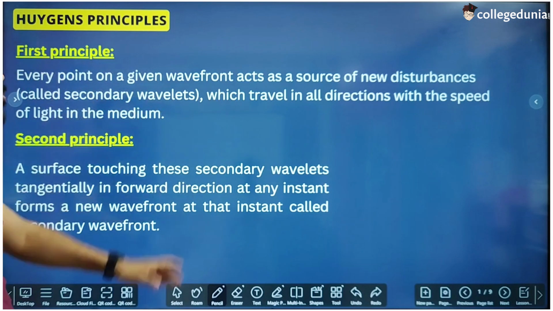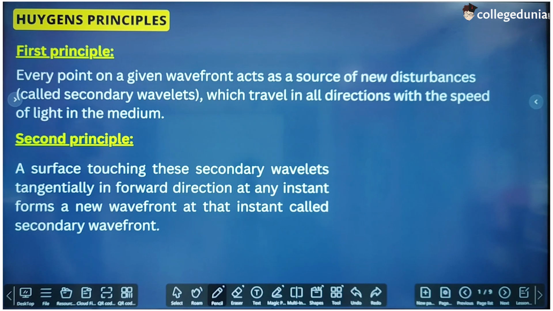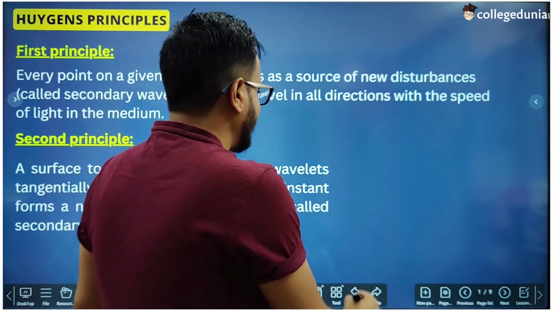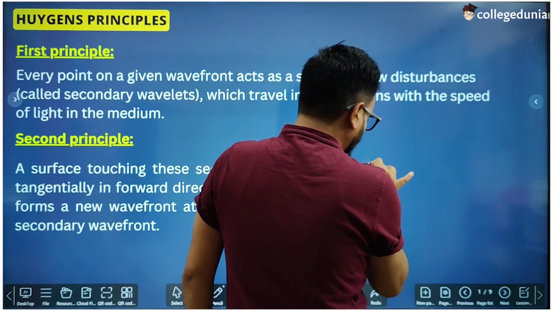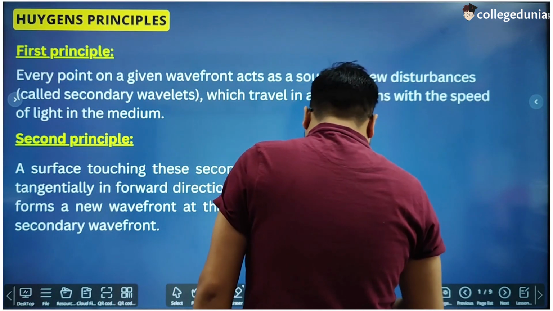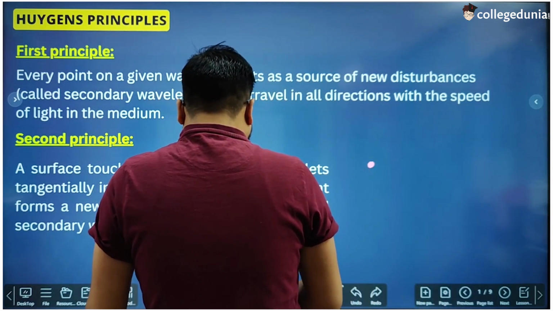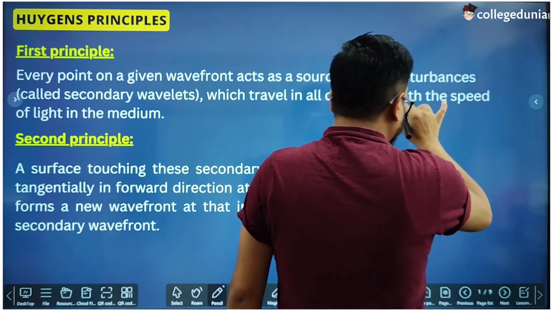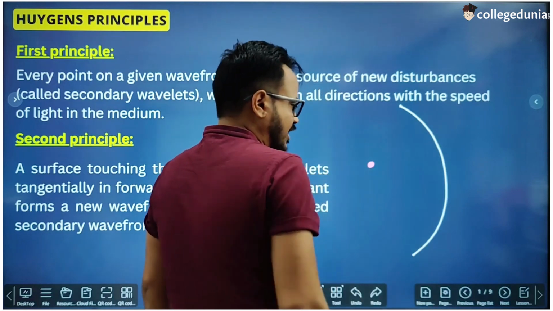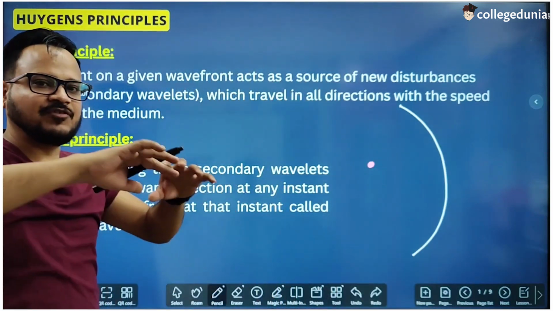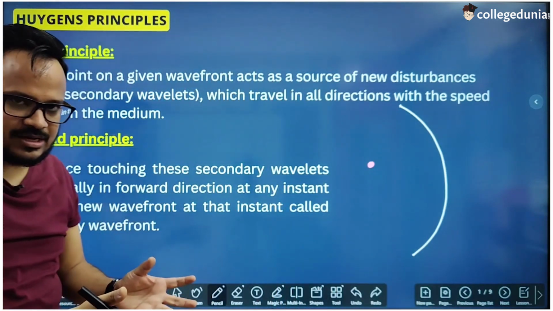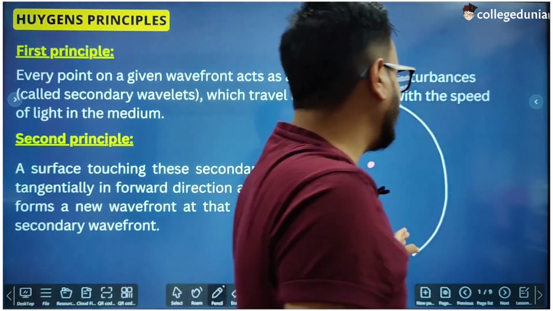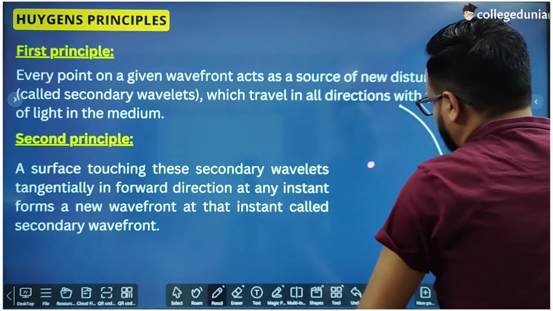It says that every point on a given wavefront acts as a source of new disturbances which travel in all directions with the speed of light in the medium. Suppose this is a light source, right? And for this light source, let us say that this is a wavefront in the forward direction. We have just seen that the wavefront around a point source is spherical. So if we take just one part of the sphere, this will be a complete sphere, but we are taking just this part, right?